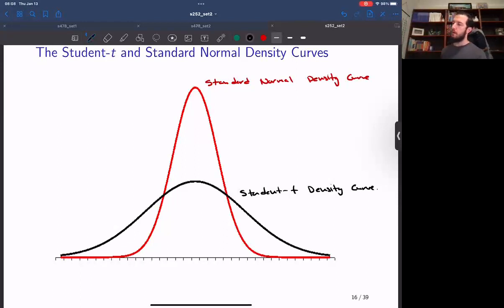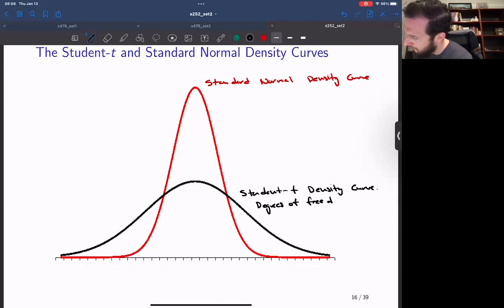All right. Now, associated with the student t density curve is a degrees of freedom. So with this particular curve, let's say the degrees of freedom is something like 10. I'm not exactly sure what it is, but for illustrative purposes, we might say that the degrees of freedom here is equal to 10.